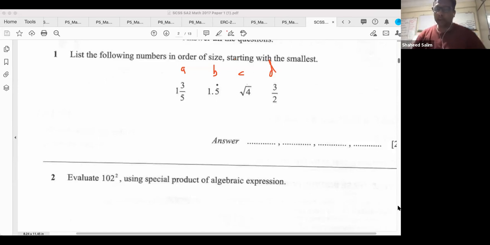The dot above means this one is 1.5555555 never ending. Okay, the dot means never ending. No problem. Sometimes if you see 2 dots, I say that 1.12 dot dot is 1.1212121212. Okay.